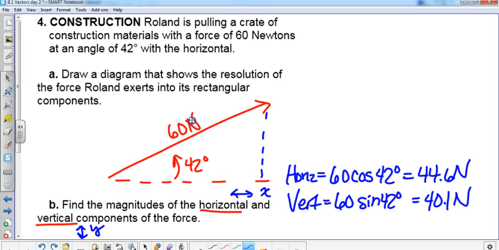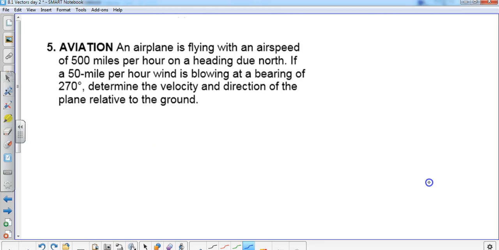So how could we check that that's 60? We could do the Pythagorean theorem with those numbers if we wanted, right? Just for a good time, and we should get close to 60. Okay. That's all there is to that one. Unfortunately, not the case with this one.